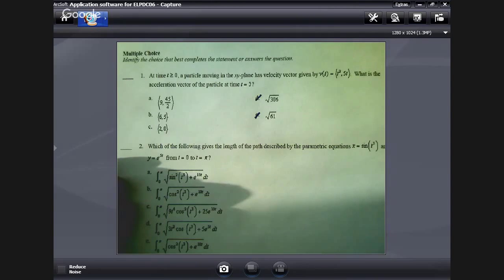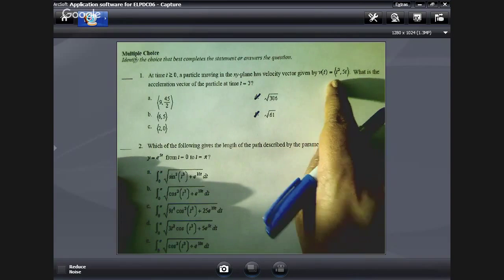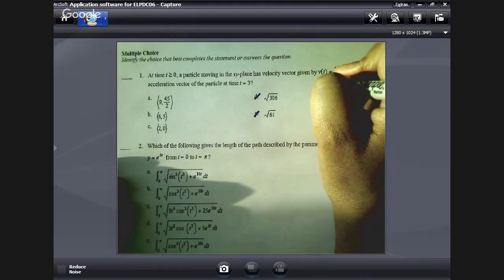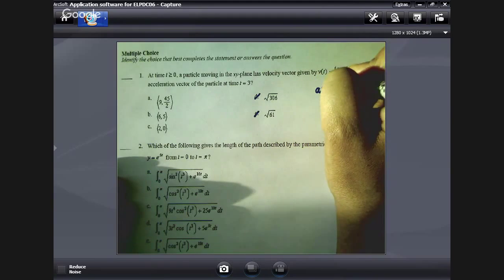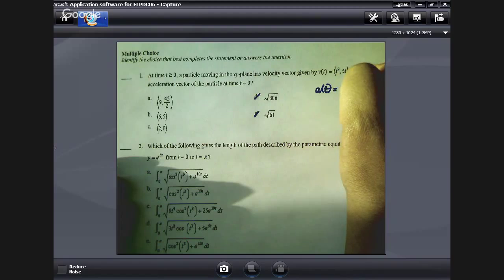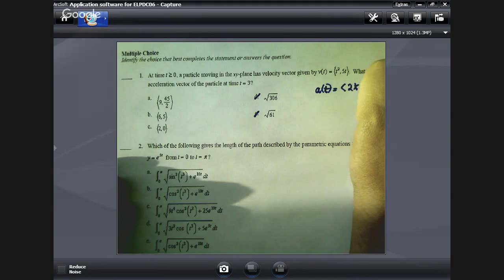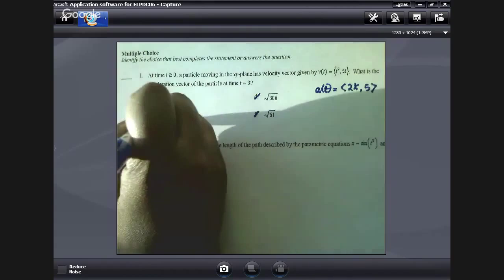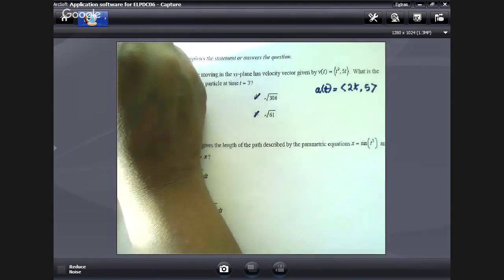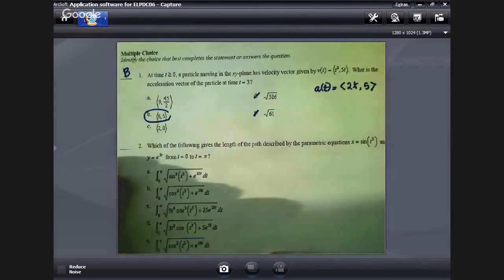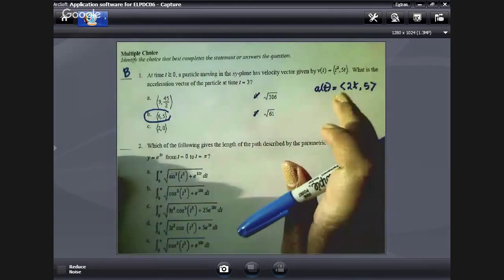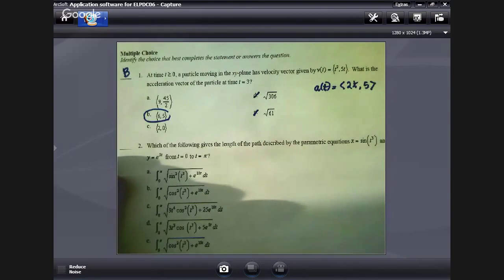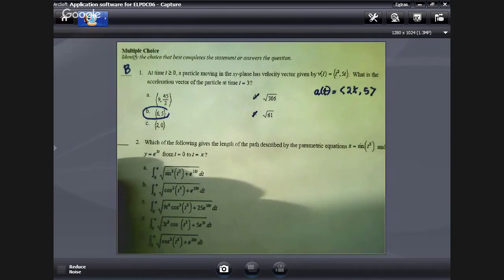And I'm looking at this and I'm going, okay, well, if that's v of t, then the vector a of t is going to be equal to 2t, 5, right? The derivative of t squared and 5t. Only one of those has a 5 at the end, so I don't really have to do any more work to see that my answer should be B. But if I wanted to check, if I put 3 in for t, that gives me 6. I'm even more convinced. No calculator needed. I'm done.